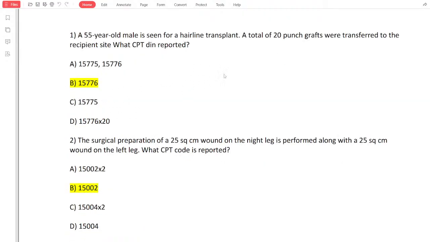No need to explain the number of punch grafts. See option D, 15776 is also a correct answer, but they have mentioned 20, multiplied by 20, noting that 20 punch grafts. Okay, no need to code this 20. Only 15776 is enough.